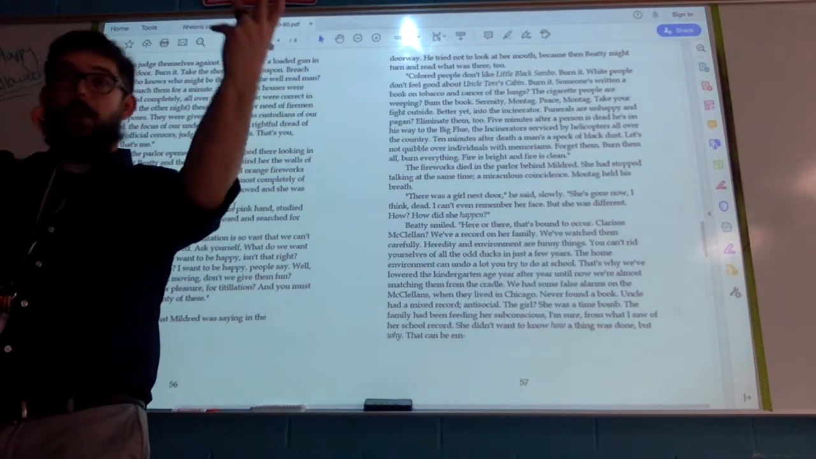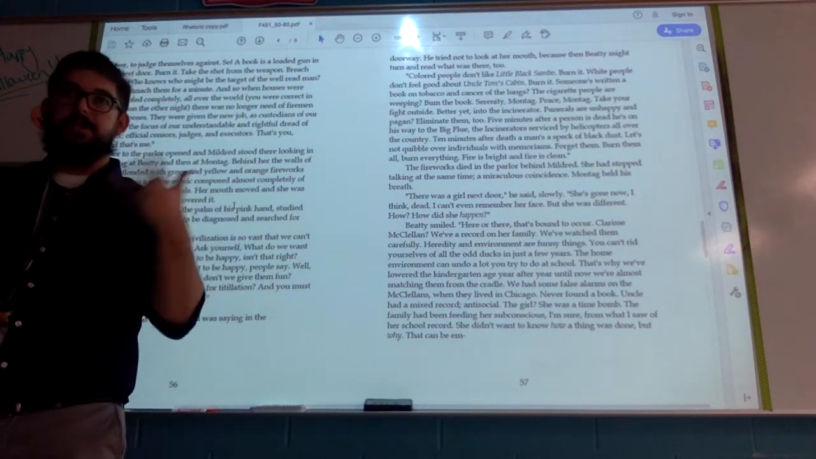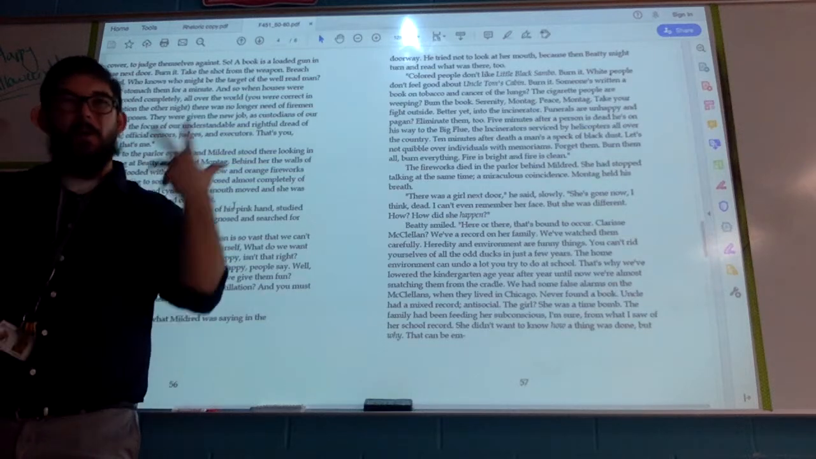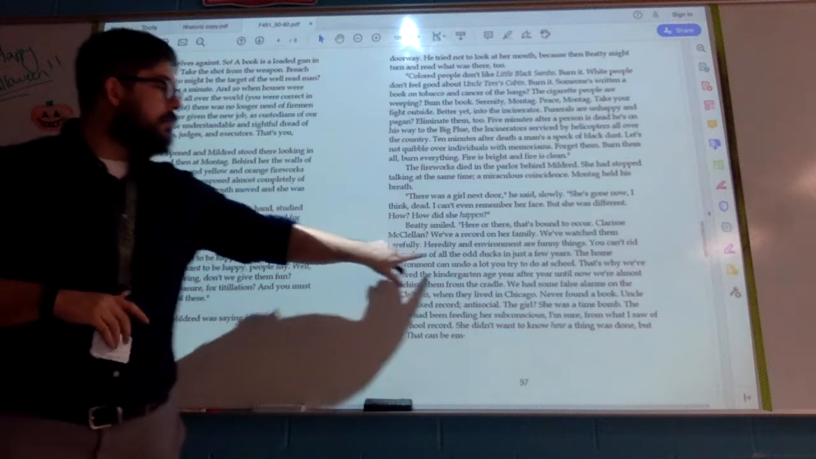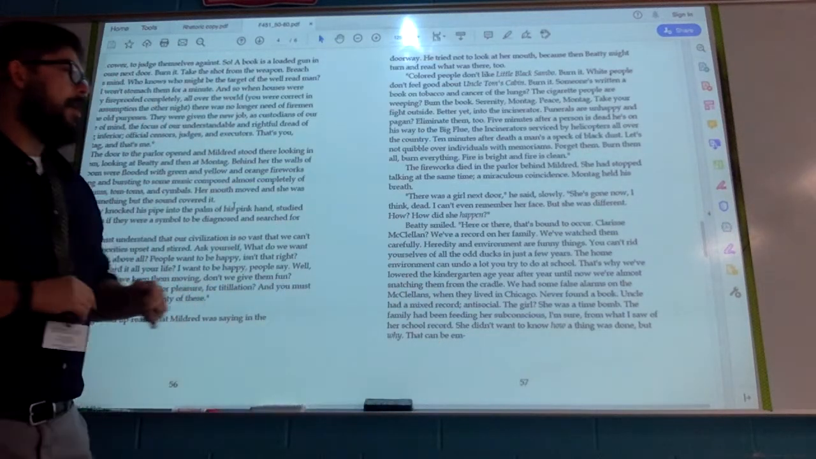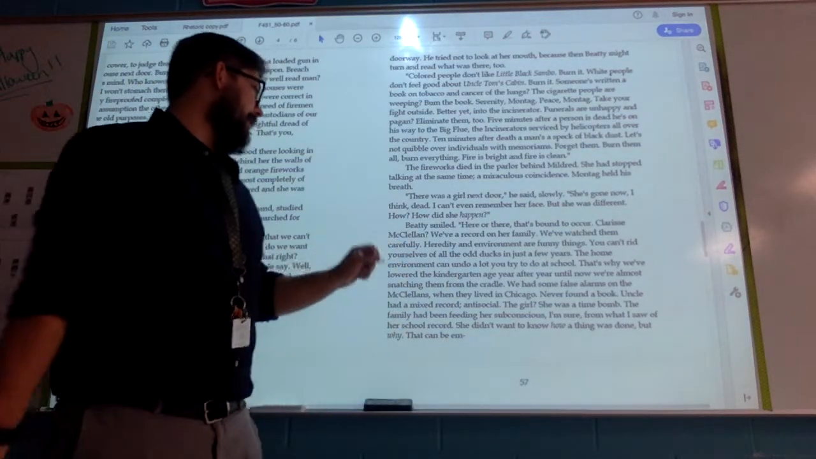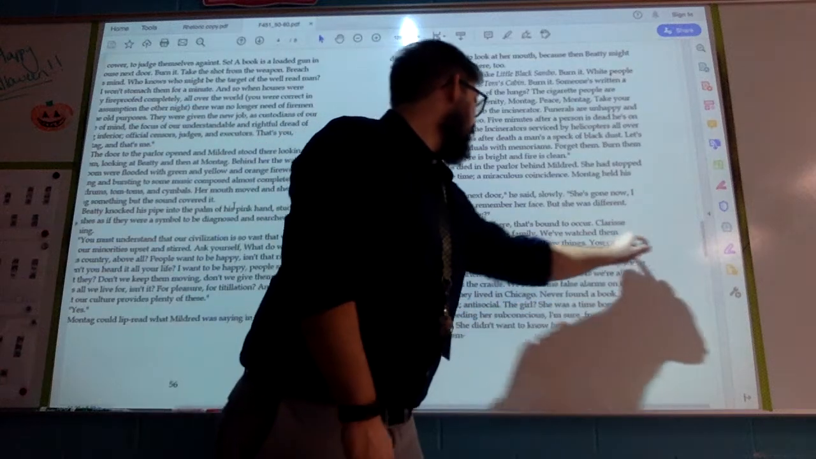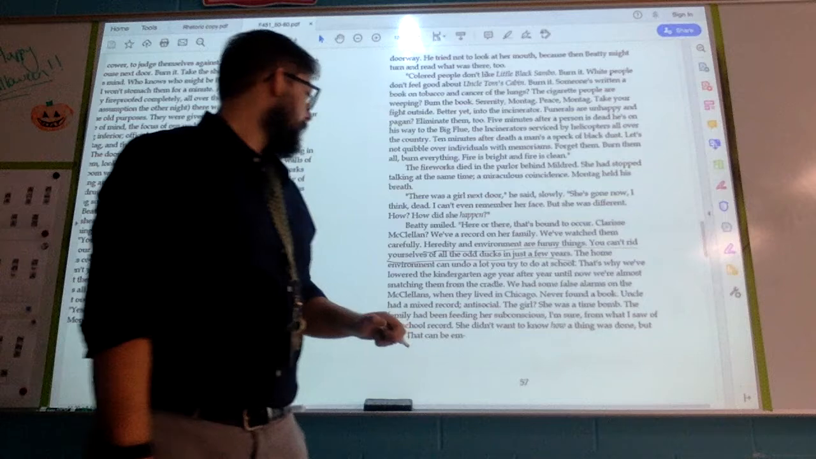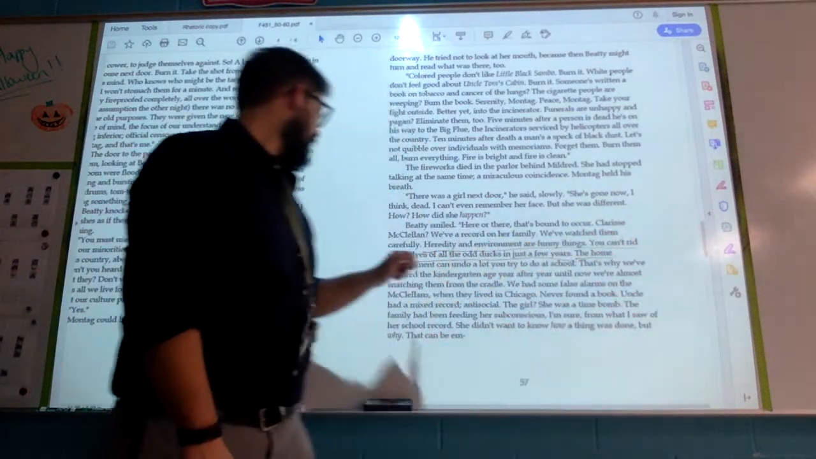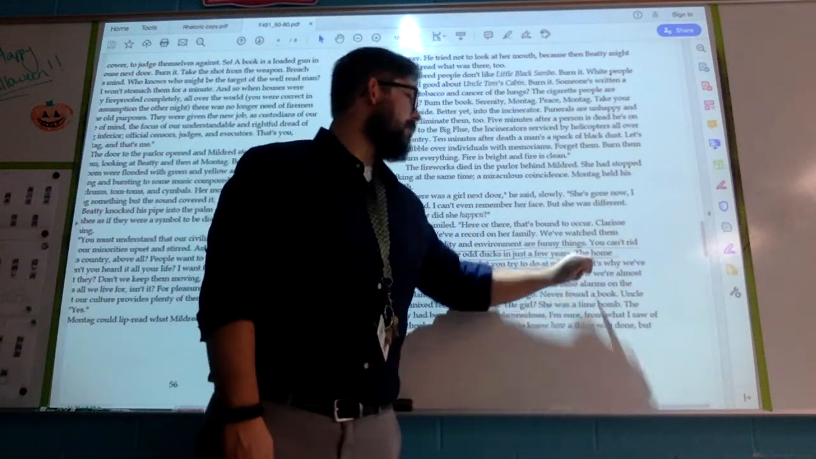So remember, she didn't just want to know how to do this. She didn't want to be a doer. She wanted to be a thinker. Why do we even need this? That's a thinking question there. But also, we have here, heredity and environment are funny things. You can't get rid of all the odd ducks in just a few years. The home environment can undo a lot of what you try to do at school.